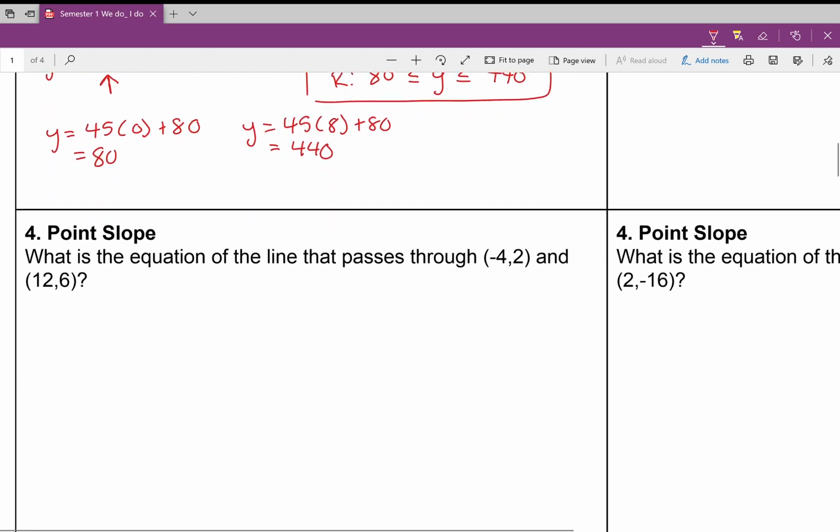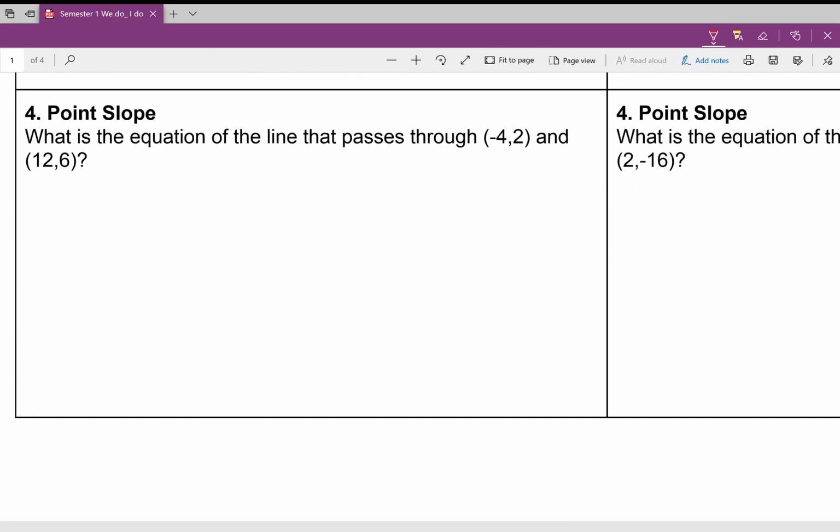Now let's look at number 4, which is point slope. It says, what is the equation of the line that passes through (-4, 2) and (12, 6)? So we have to do 2 steps here. We first have to use the slope formula, then we have to use the point slope formula. So I'm going to go ahead and label my points x1, y1, x2, y2, and then use my slope formula, which is m equals y2 minus y1 over x2 minus x1, and I'm going to plug in my numbers.